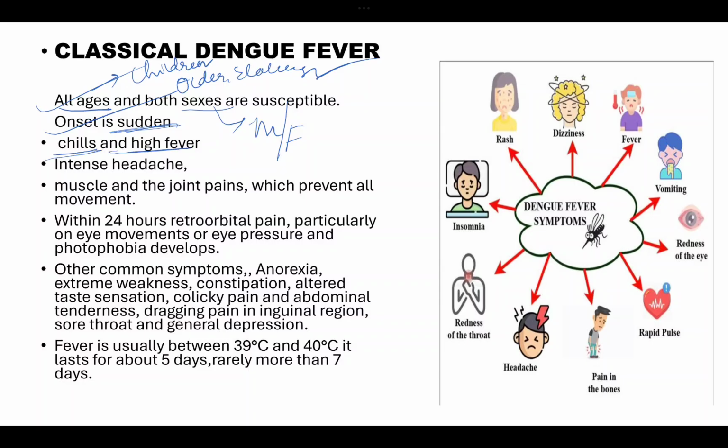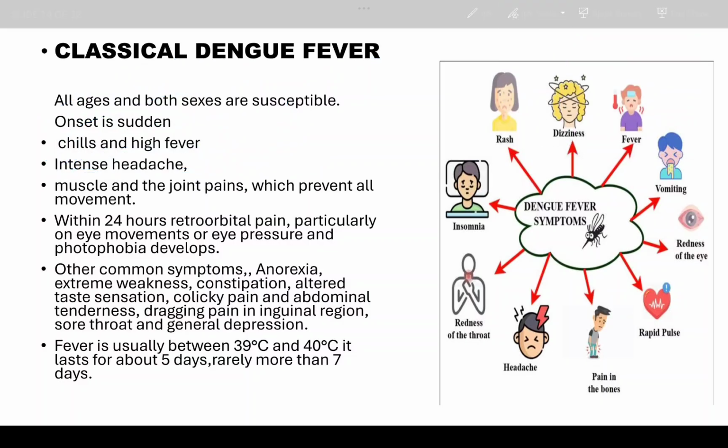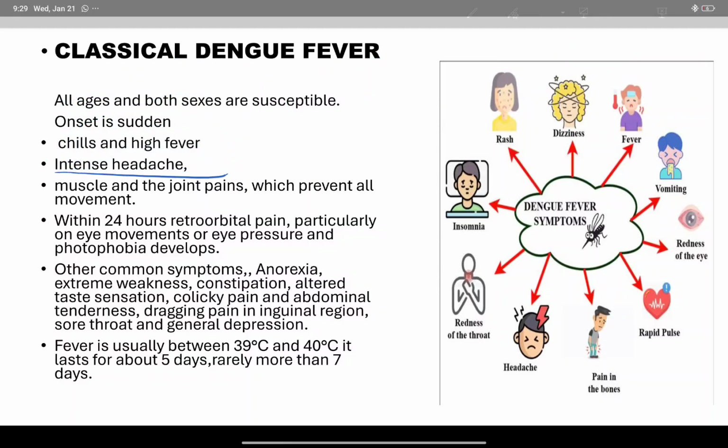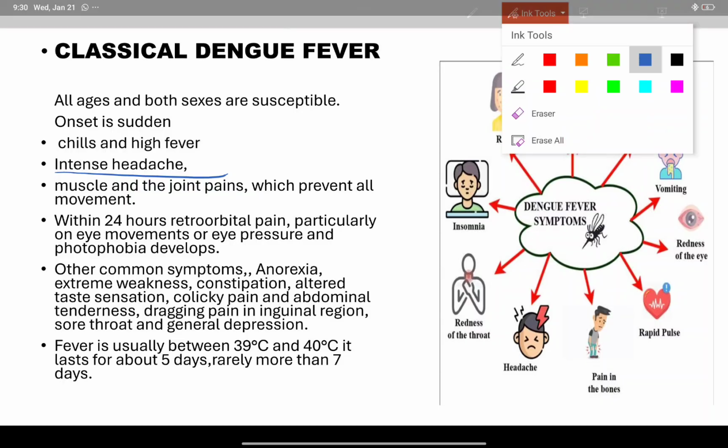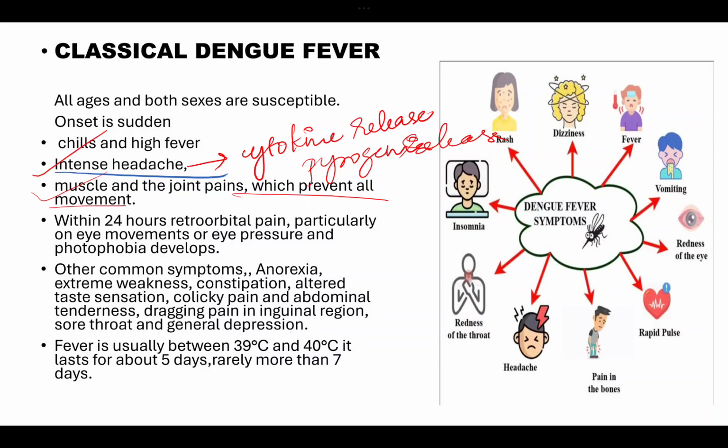The patient can present with chills and high fever, intense headache. We know that the intense headache is seen because of the cytokine release. The cytokine release and the pyrogen release will lead to the viremia, and then the pyrogen release. All of this is leading to intense headache, muscle and joint pain, which prevent all movements. Okay, the severe headache is seen.